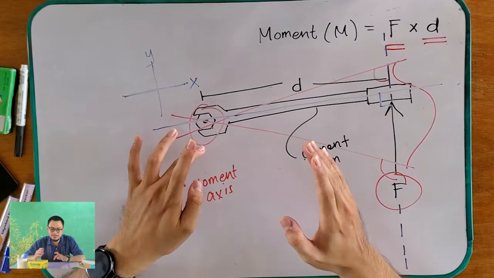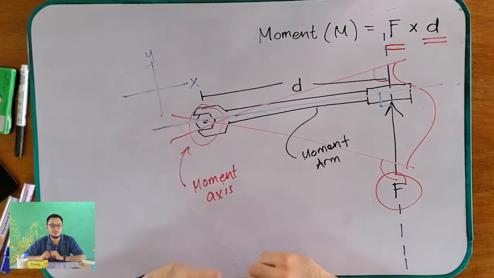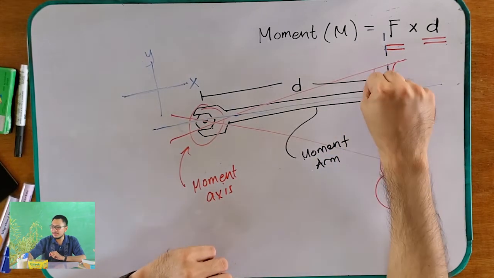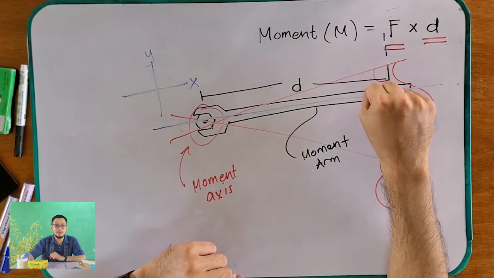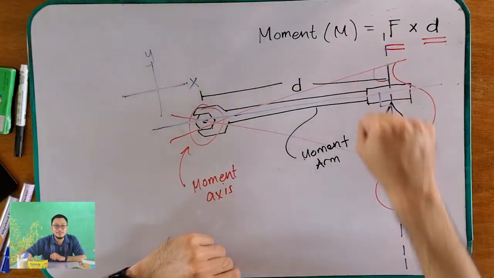Our moment can be bigger if the force we apply is bigger. Or, our moment is bigger if our moment arm is longer. Okay? So let's go back to this situation. Can you imagine yourself if you are going to turn this bolt? And here you put the force, right? It is easy for you to turn, right? If you put the force here.